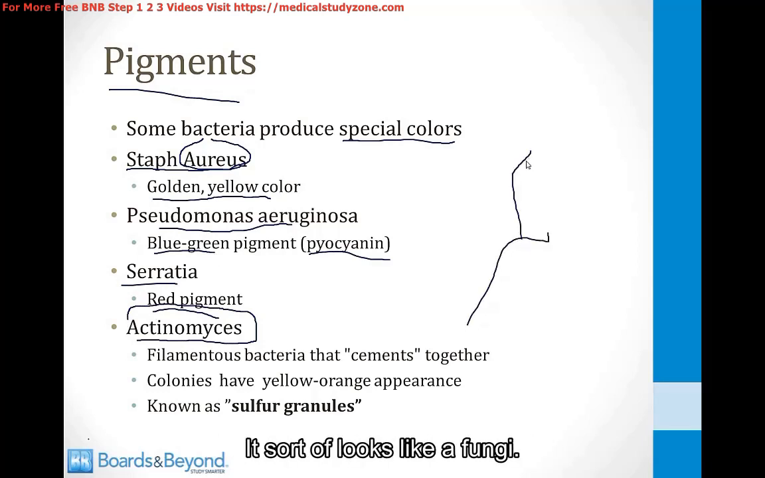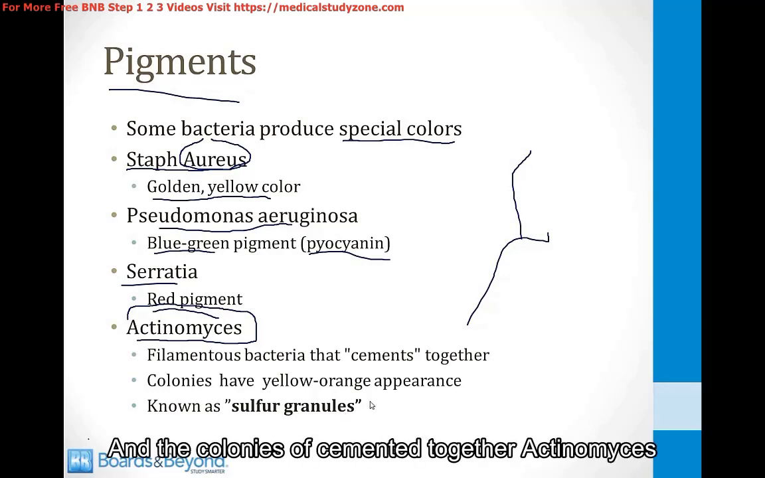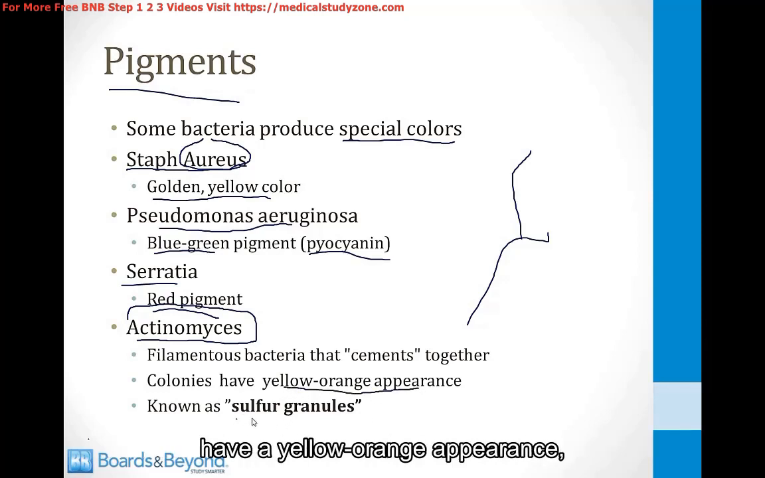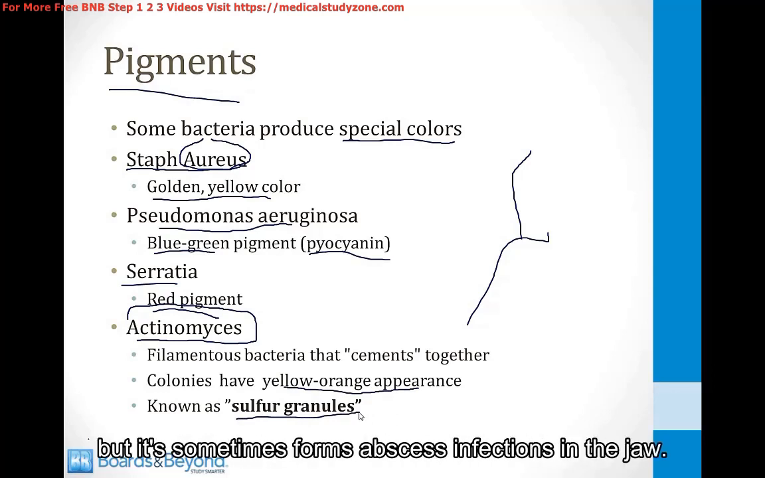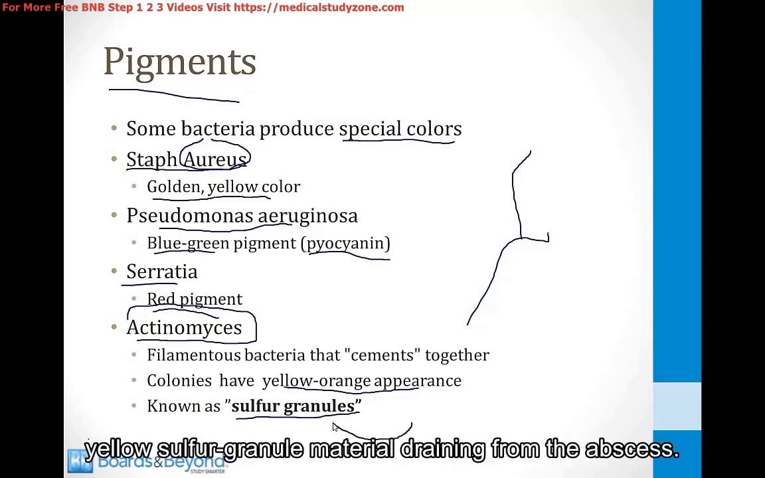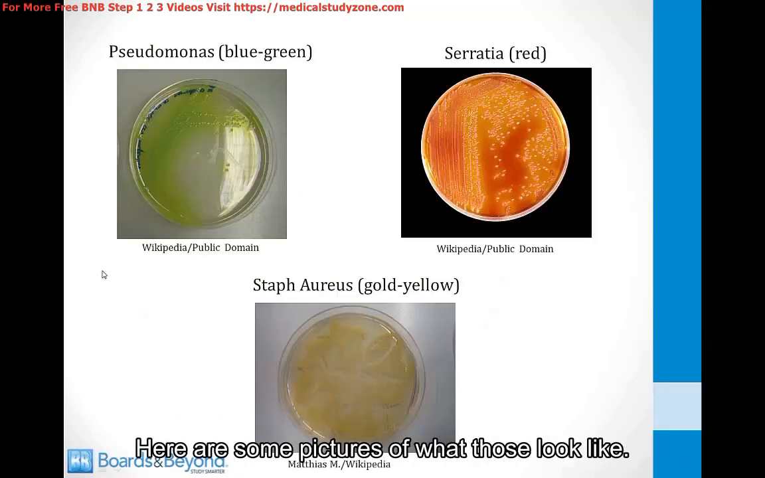It sort of looks like a fungi, and in fact, when it was first discovered, people thought it was a fungi, but it turns out it's a bacteria. And the colonies of cemented together actinomyces have a yellow-orange appearance, and they're called sulfur granules. And actinomyces is a normal oral flora, but it sometimes forms abscess infections in the jaw, and you can sometimes see this yellow sulfur granule material draining from the abscess. Here are some pictures of what those look like.